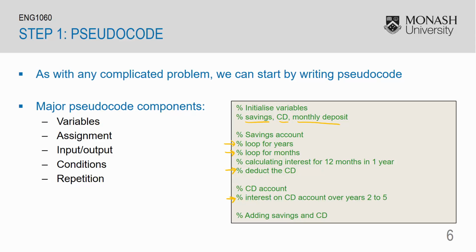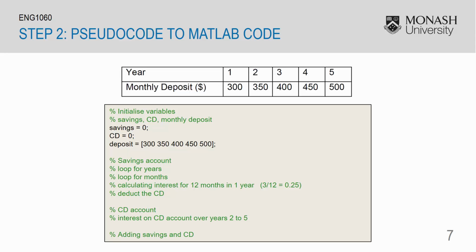As a final step, I can then envision that I will add the total savings and the CD accounts together. So I can first initialize my variables. I have savings, which starts off with 0. My certificate of deposit is 0. And my deposits for each year is given by a vector: 300, 350, 400, 450, and 500, given by the table above.